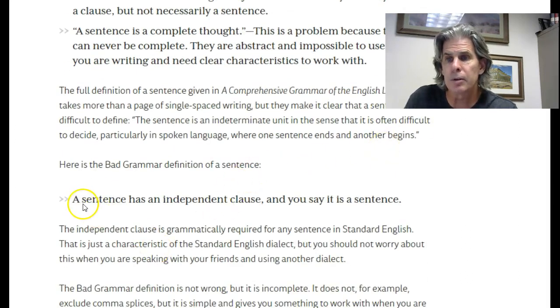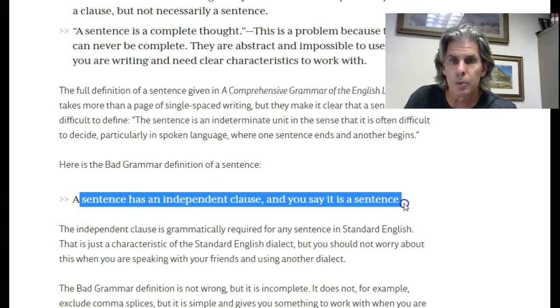This is going to be more of the operative definition we'll use for this book. A sentence has an independent clause, and you say it is. So to be a sentence in standard written English, you must have an independent clause, because you can have a subject and verb and a dependent clause and you don't have a sentence in standard written English. And relative clauses have subjects and verbs and they're not sentences. So you've got to have an independent clause.